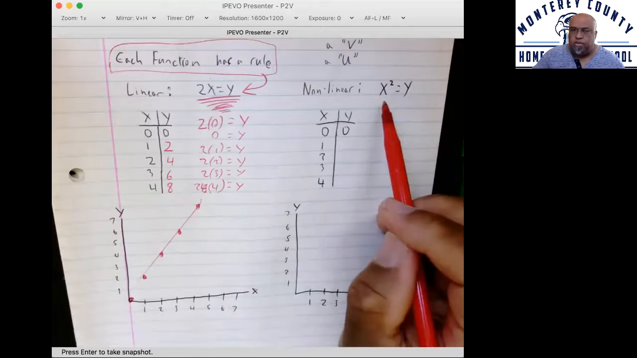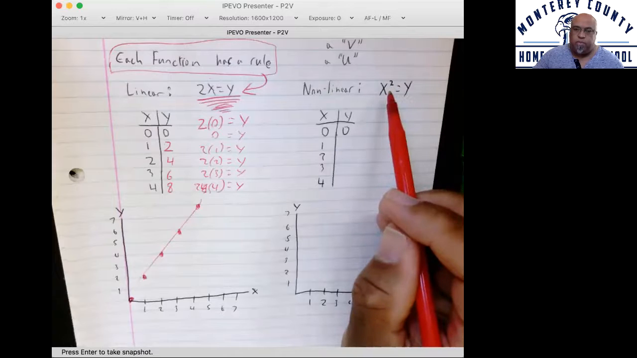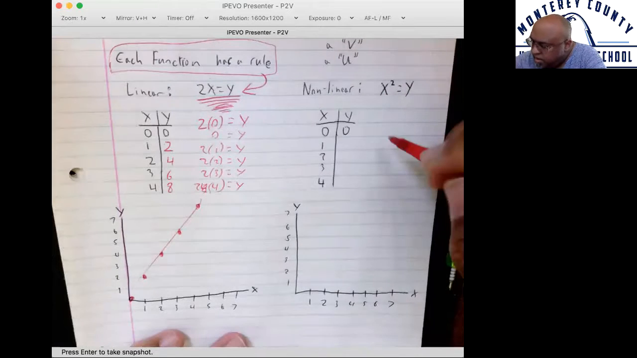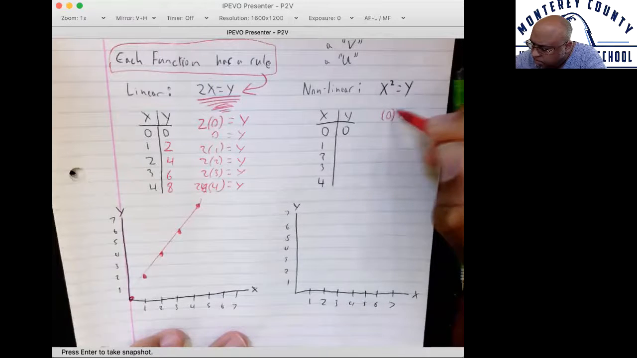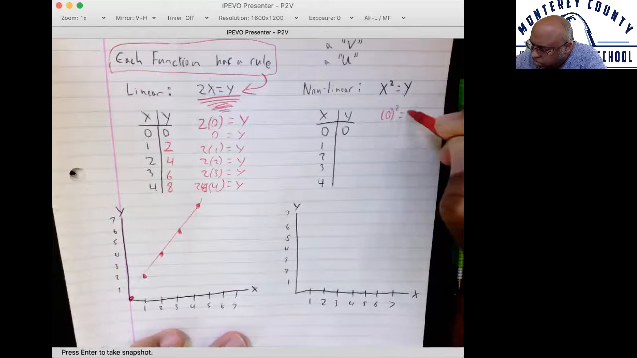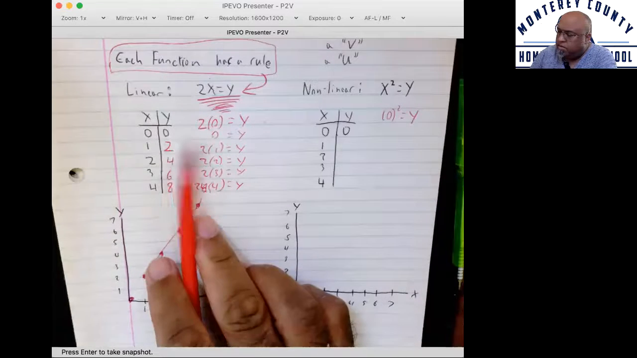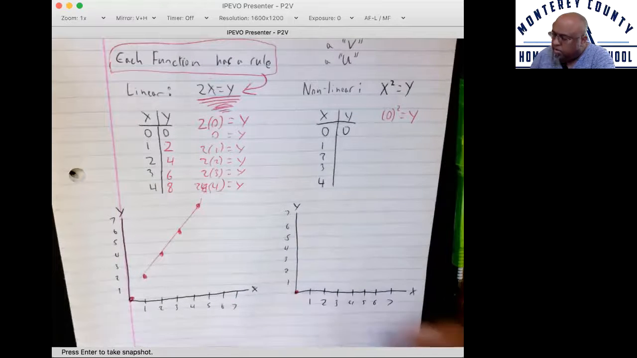So with this function, it's very similar. Instead of 2x, it's x squared, x to the power of 2, equals y. So let's go ahead. If x was 0, then 0 squared would be 0 times 0. Then y would be 0. So the first answer is the same, 0, 0. I'll even graph it right now, first point.